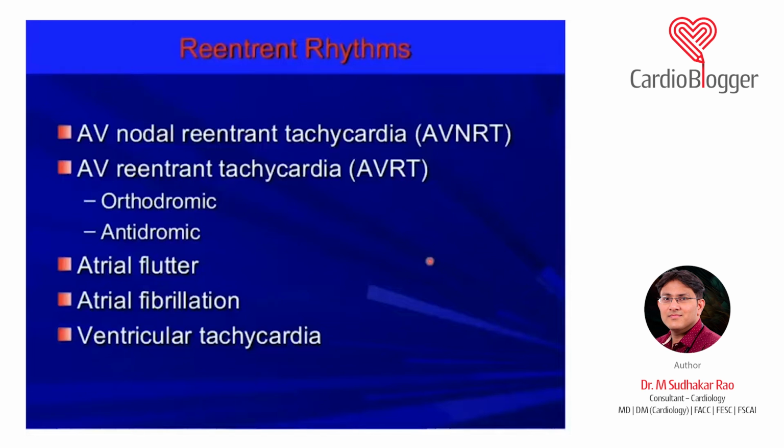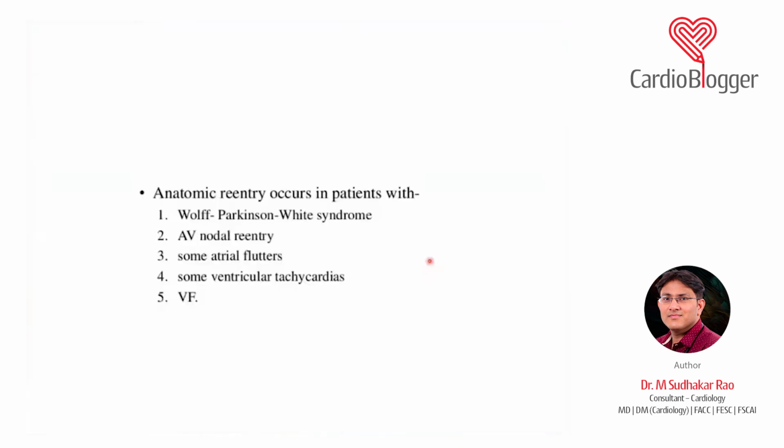Now, what are the various re-entrant rhythms? As I already told you, AVNRT is a very typical example. Then we can have AVRT. It can be orthodromic, which is a narrow QRS, and antidromic, which is a wide QRS tachycardia. Atrial fibrillation and atrial flutter are because of macro and micro re-entry. And ventricular tachycardia in the context of underlying ischemia is an example of re-entrant rhythm.